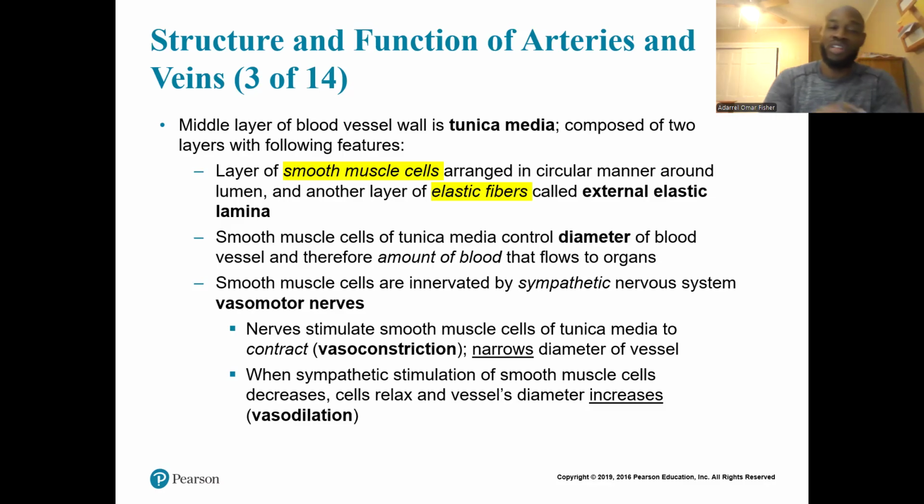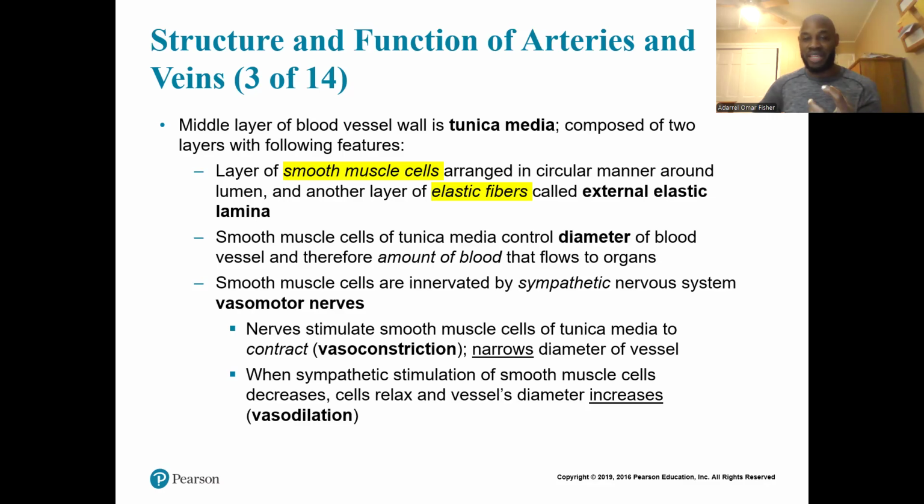So if I want more blood flow to an area, I can vasodilate. If I want less blood flow, I can constrict. That smooth muscle in the tunica media can constrict, right? It is innervated by our sympathetic. Remember the ANS, the autonomic nervous system, has a sympathetic and parasympathetic. So the sympathetic can control this tunica media by the vasomotor nerves, and we get this vasoconstriction.